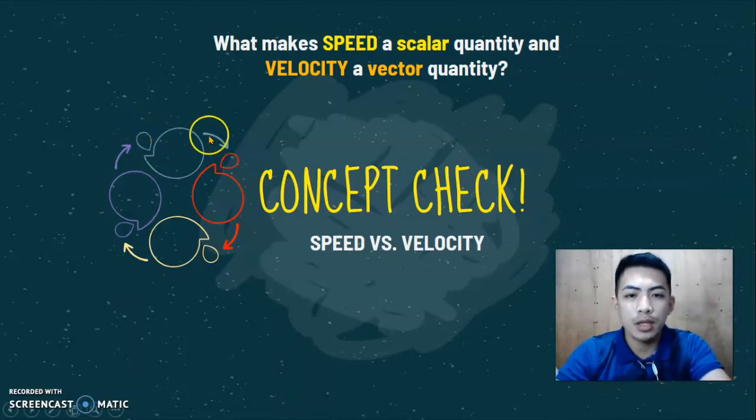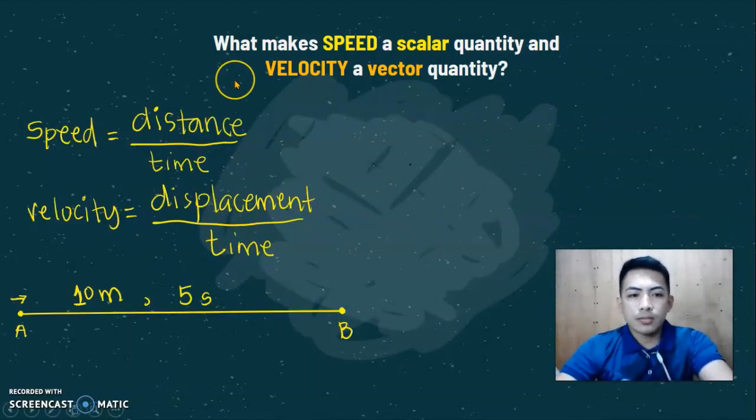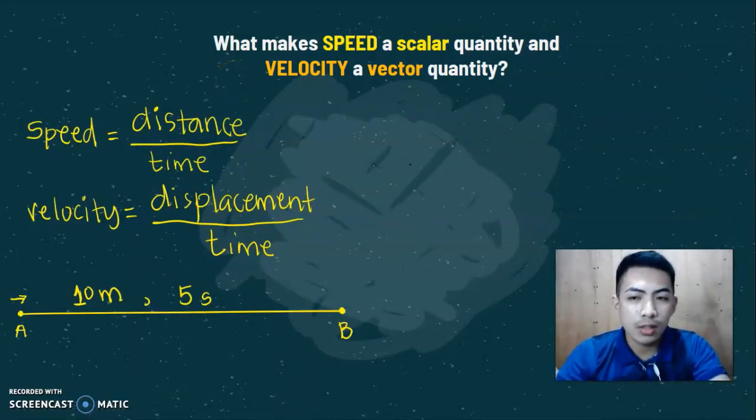Now we can have speed and velocity. We can learn more about scalar and vector quantities by asking this question: what makes speed a scalar quantity and velocity a vector quantity? Basically, the answer lies in their formula. Speed deals with distance covered by an object over a period of time, and velocity is more concerned with displacement and time.